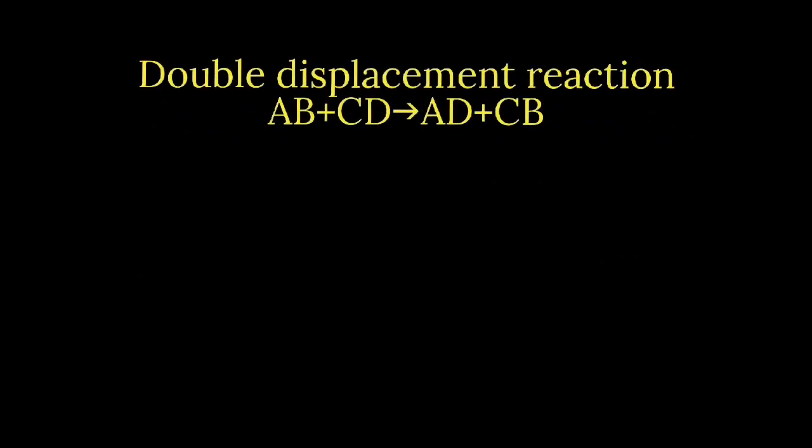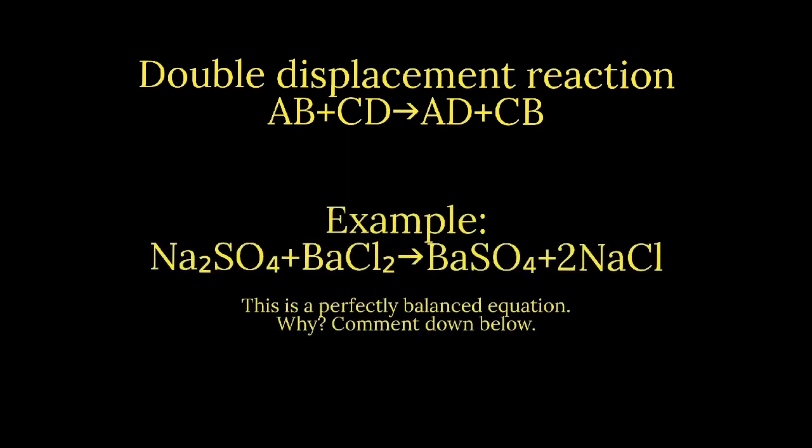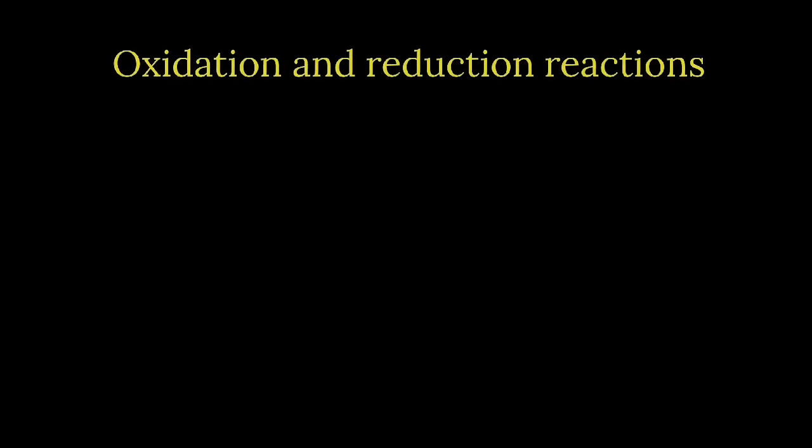The next one is double displacement reaction. Just as the name indicates, 2 compounds, aka the reactants in this case, exchange their ions. For example, sodium sulfate reacts with barium chloride to form sodium chloride and barium sulfate. This is the equation.